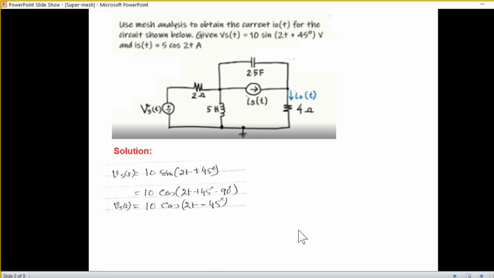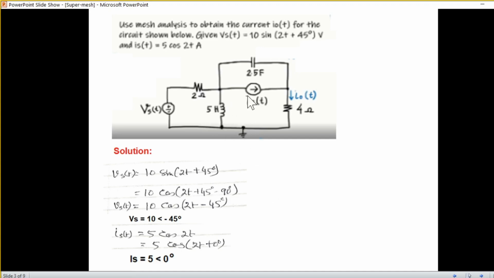First of all, we have to convert the sine signal. For converting into phasor, we have to change from sine to cosine, and from sine to cosine we subtract 90. So this will be our signal in cosine form. In phasor, now we can write the magnitude and the phase angle. Similarly, the current source 5 cos 2t can be written as 5 cos(2t + 0), and in phasor, this will be magnitude 5, angle 0.